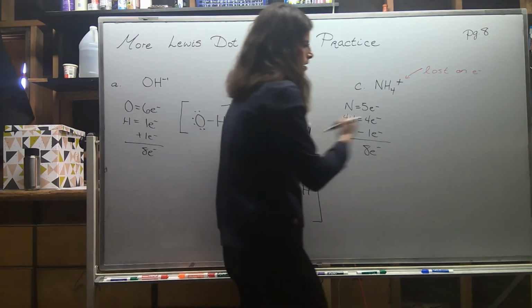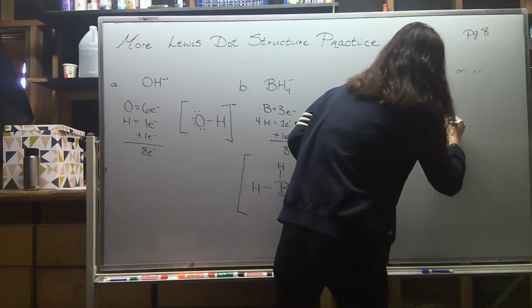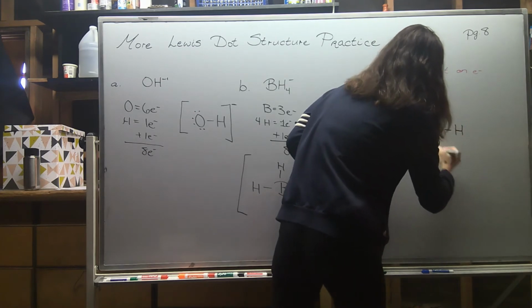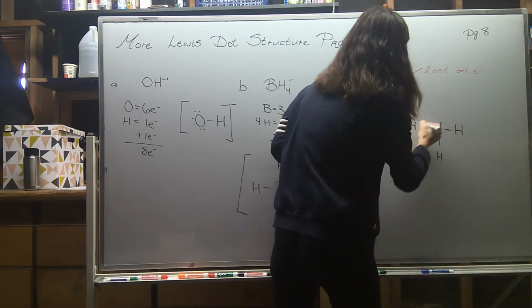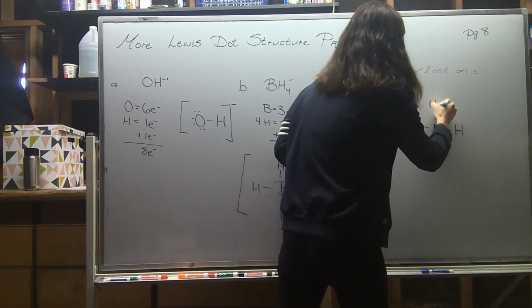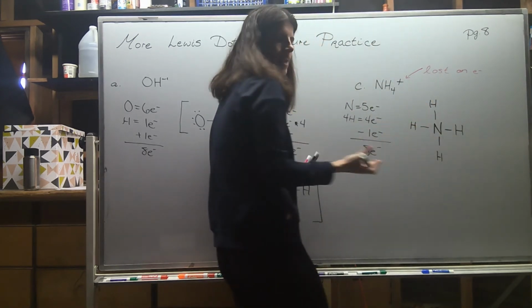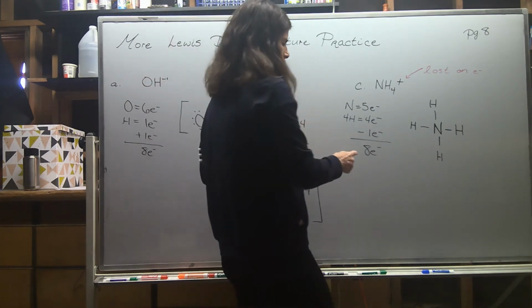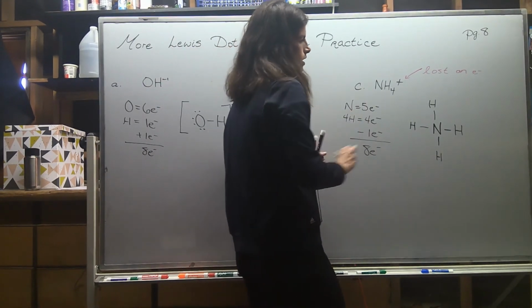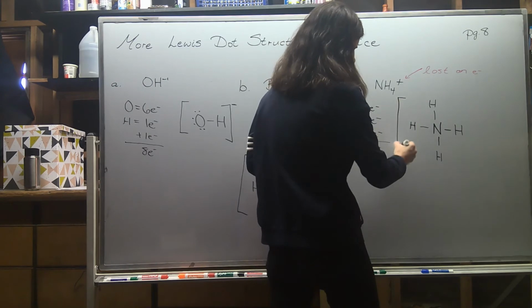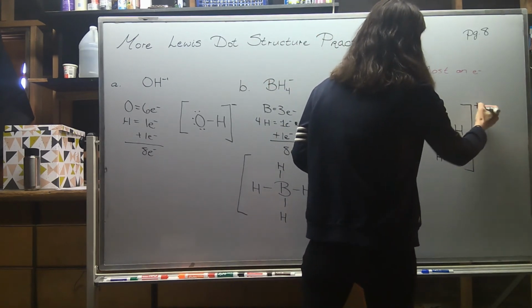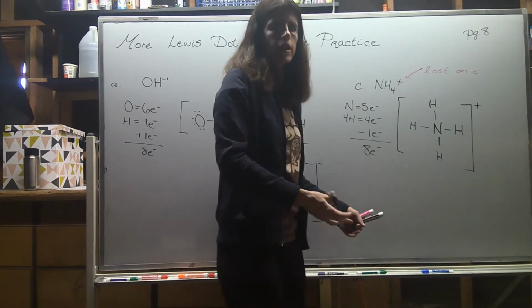Nitrogen is going to be in the middle. I'll connect those 4 hydrogens. And that satisfies the octet of nitrogen. I have 2, 4, 6, 8. I have 8 electrons around that nitrogen. Hydrogen's good. And I've also used exactly 8 electrons. So the last thing to do here would be to put the charge on the outside of the square brackets.